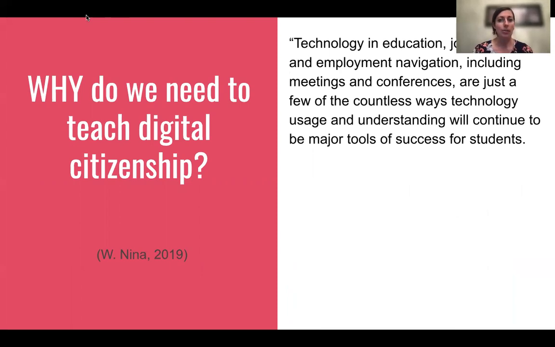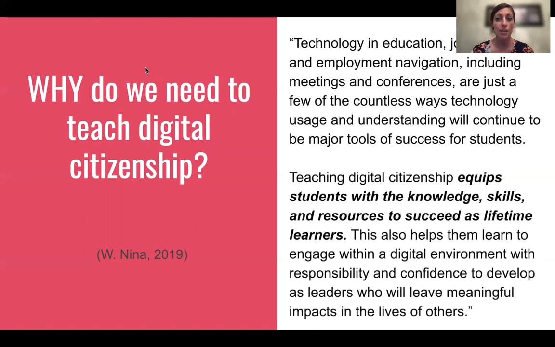And so she really outlined the future state of our students. Technology and education, job searching, employment, navigation, all of these things that our children and students are going to need to navigate, we need to equip them for that. And she goes on to say it equips students with the knowledge, skills, and resources to succeed as lifetime learners.